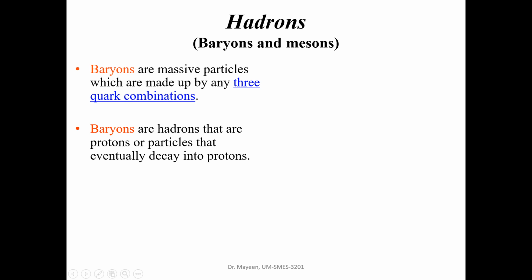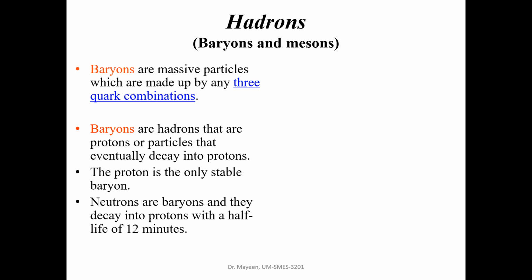Baryons are massive particles made up of any three combinations of quarks. When we say it's a massive particle, it means the particles from which they are made carry mass. In this category, the proton is the only stable baryon. Neutrons are also baryons, and they decay into protons with a half-life of 12 minutes. We have the two main baryons, protons and neutrons, but the proton is the only stable particle in this category.